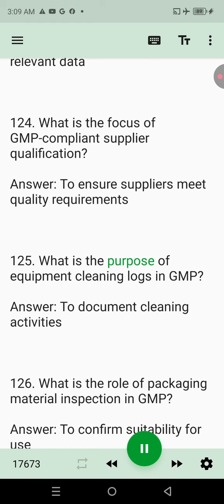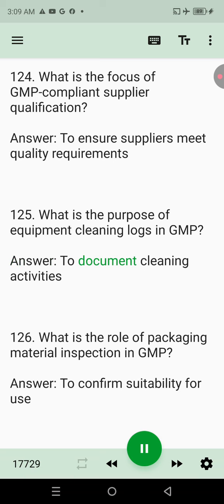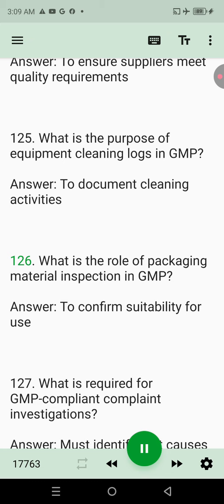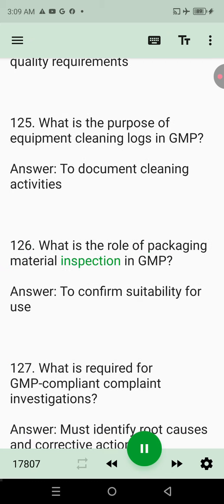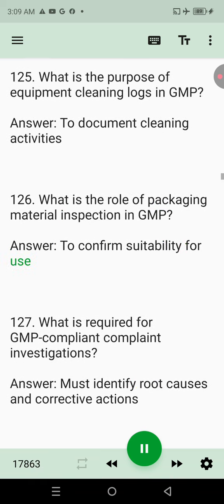125. What is the purpose of equipment cleaning logs in GMP? Answer: to document cleaning activities. 126. What is the role of packaging material inspection in GMP? Answer: to confirm suitability for use.